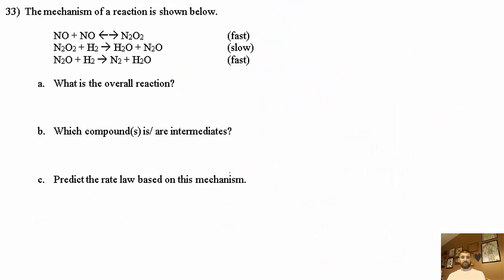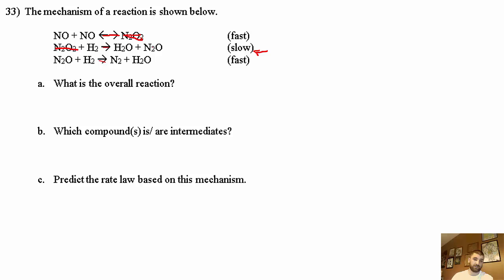So it says the mechanism of the reaction is shown below. We've got a fast step, a slow step, and then another fast step. And I want to know, well, what is the overall reaction? So in order to do this, you've got to look at the intermediates and figure out what cancels out. So again, we've got an equilibrium here. We've got 2 steps. Well, N2O2 is made in the first step and it's used up in the second step. So I know that's an intermediate. It cancels out. Anything else do that?